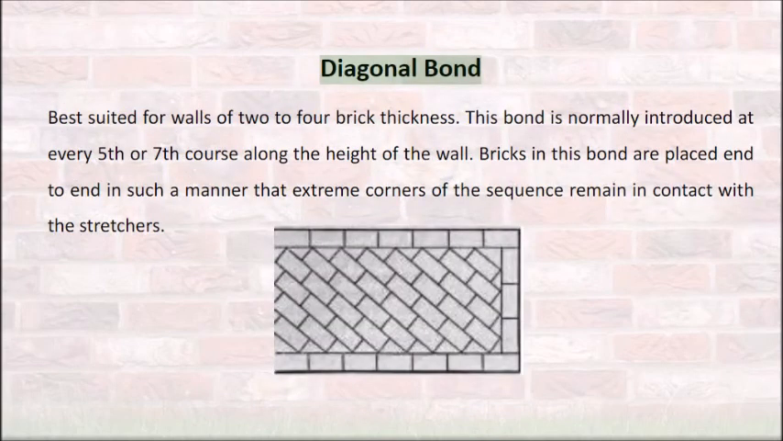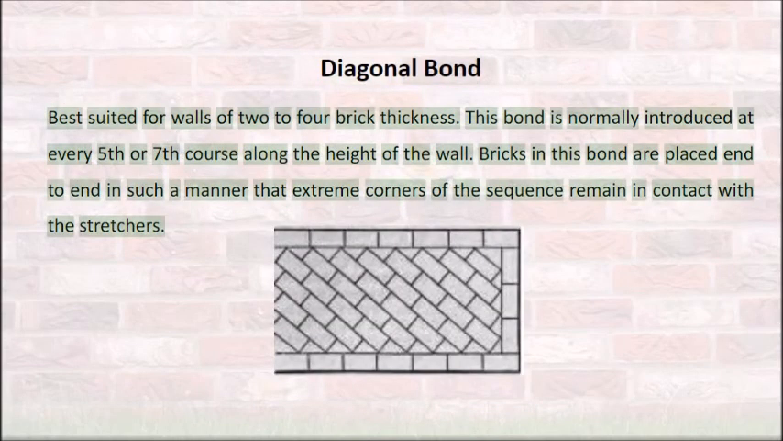Diagonal bond. Best suited for walls of 2 to 4 brick thickness. This bond is normally introduced at every 5th or 7th course along the height of the wall. Bricks in this bond are placed end to end in such a manner that extreme corners of the sequence remain in contact with the stretchers.